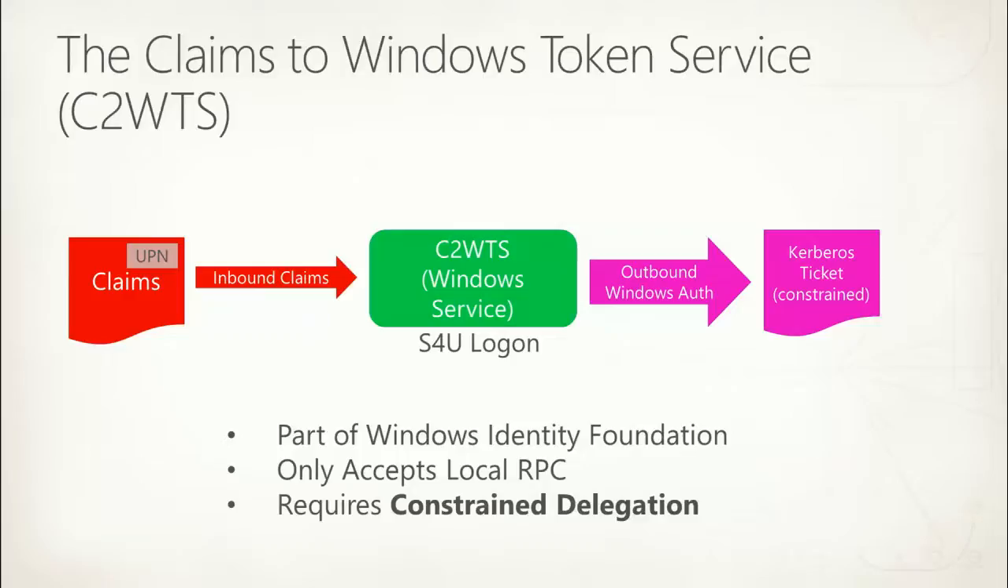Okay, a couple things to note here. So again, it's part of the Windows Identity Foundation. This only accepts local RPC. You can imagine this is a highly privileged process. By default, we ship it running as local system. If you were to reconfigure it to use a domain account, you actually have to give it act as operating system. So it's very privileged. That's why we only allow you to call it using local RPC. And this requires constrained delegation, and more on that in a minute.